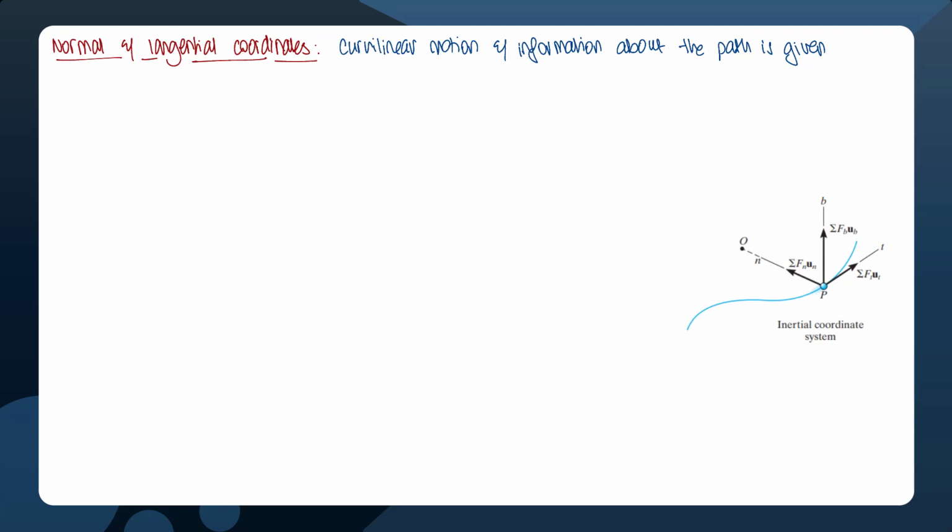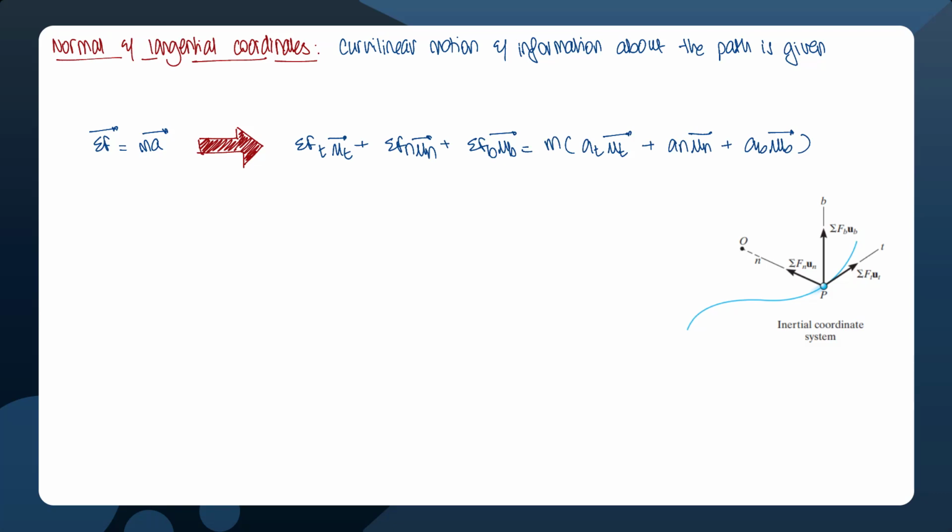So we start off again with sigma F equals ma. Looking at the figure on the right, we know that we need to split both vectors in terms of the three different axes with unit vectors ut, un, and ub. So the left-hand side would be equal to sigma Ft ut plus sigma Fn un plus sigma Fb ub, and that's equal to m times at ut plus an un plus ab ub.